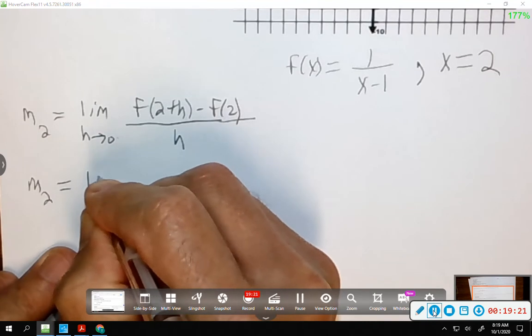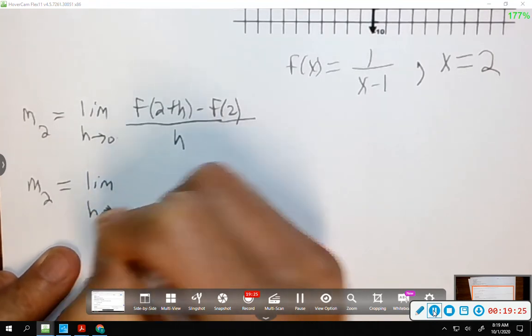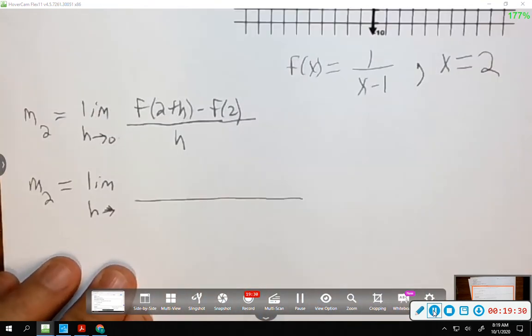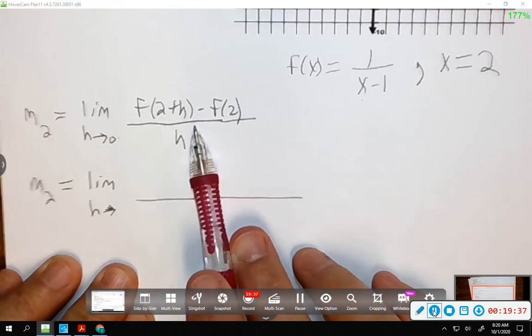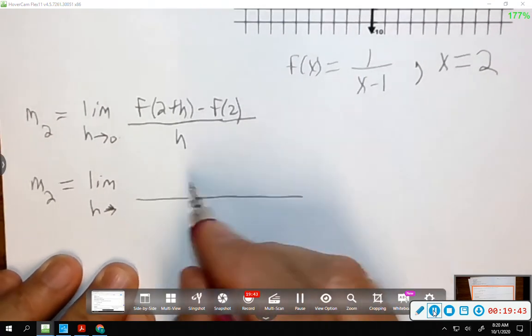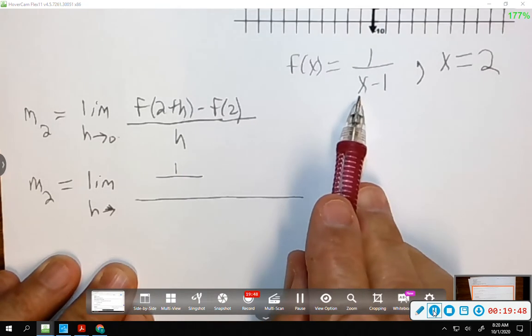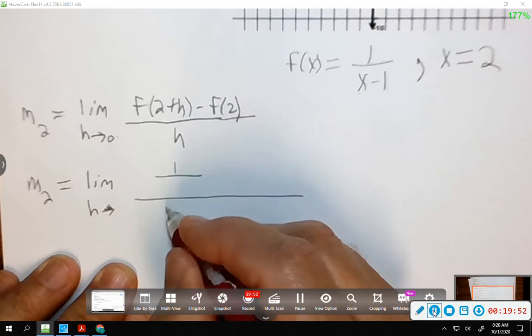And you're going to see a lot of the same limits as you go through this process that you saw in previous sections. I think this is a problem that we saw in previous sections. But I've got to take 2 plus h and plug it in right here. Minus f at 2 plugged in right here, all over h. All right, so if I plug in 2 plus h, it's going to be 1 over, notice, 2 plus h minus 1. Well, 2 minus 1 is 1 plus h comes out.